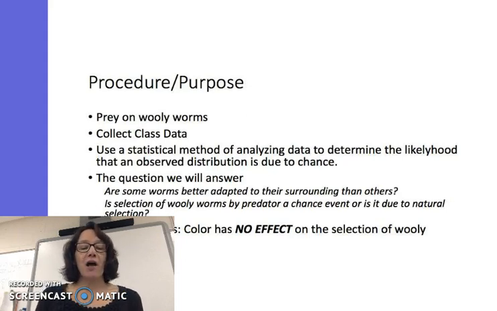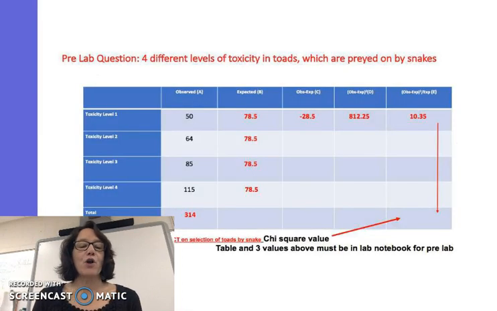Our statistical null hypothesis is that color will have no effect on the selection of woolly worms, and as a predator, I should have an equal chance of finding any of those different colors of worms.